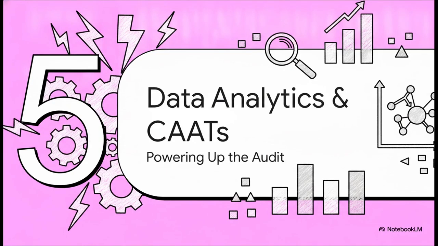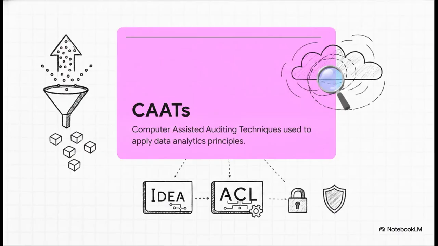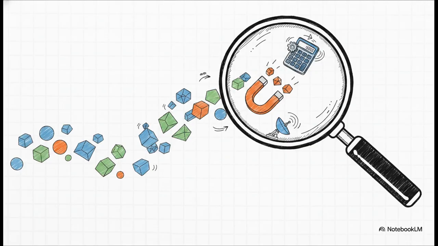Let's move to Section 5, Data Analytics and CAATs, Powering Up the Audit. To actually execute this modern audit approach efficiently, you can't just use a calculator and a notepad anymore. We need modern tools. Data analytics is how we tap into massive oceans of electronic data to extract meaningful insights. And the specific mechanisms, the literal software tools that auditors use to do this in the field, those are called CAATs, or computer-assisted auditing techniques. Specialized audit tools like IDEA and ACL are your standard go-to examples of CAATs. The sheer power these tools give you is mind-blowing.